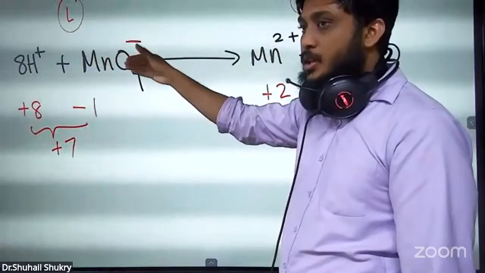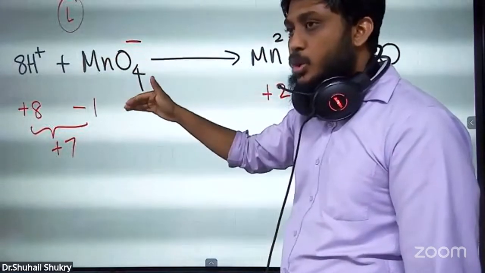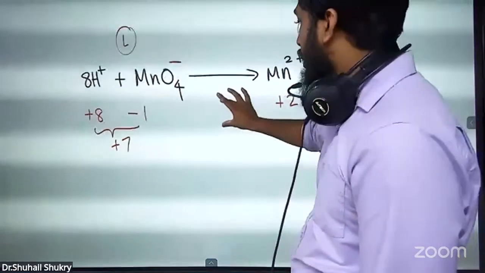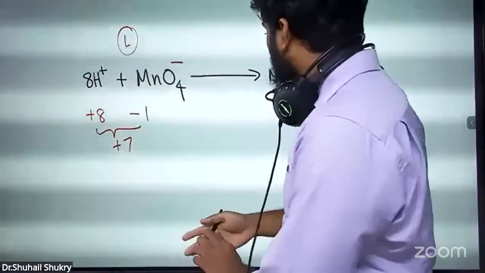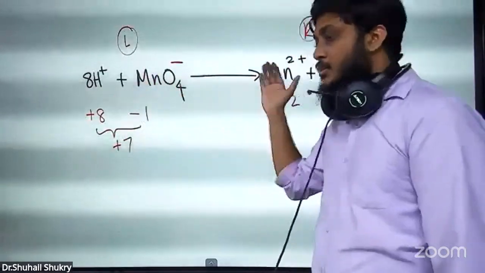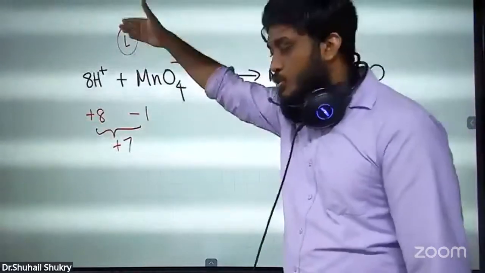If I add minus charges, plus quality will start to reduce. Plus will start to reduce. So I have to reduce this up to how much? Plus 2. Why? This side is plus 2. So this side also should be plus 2.